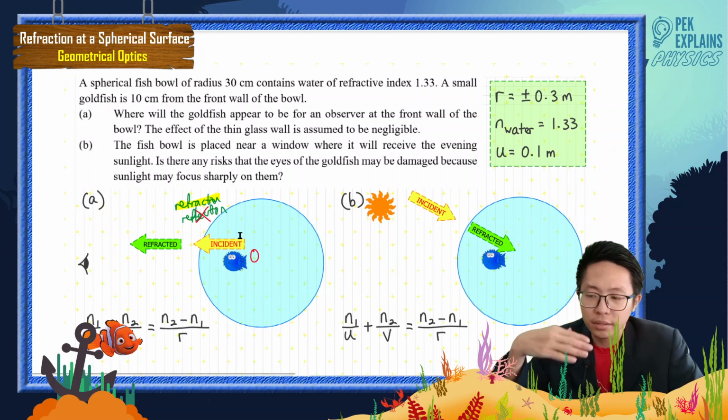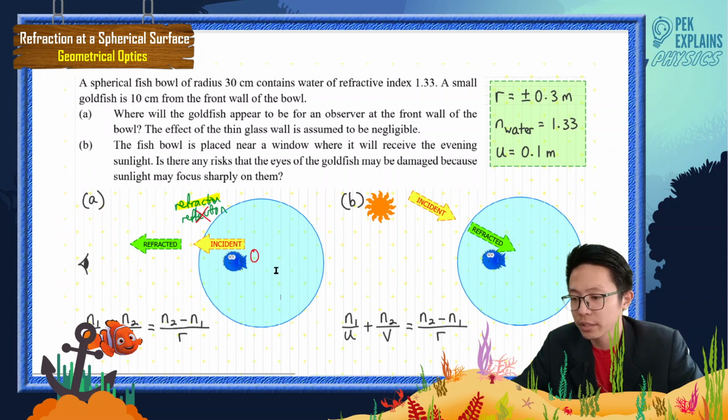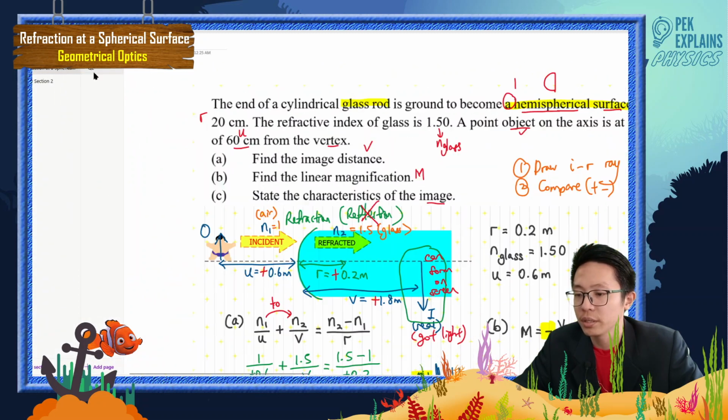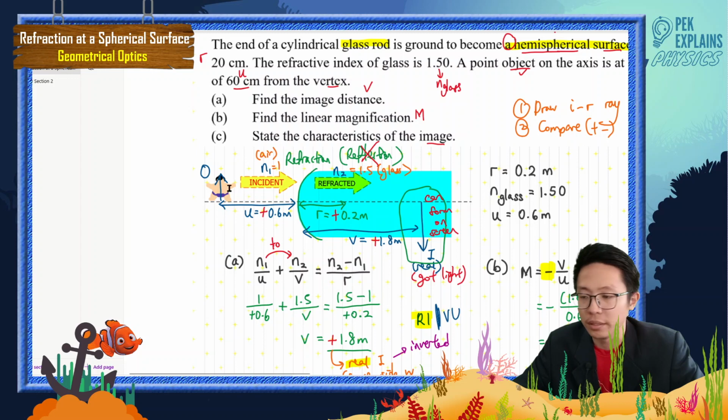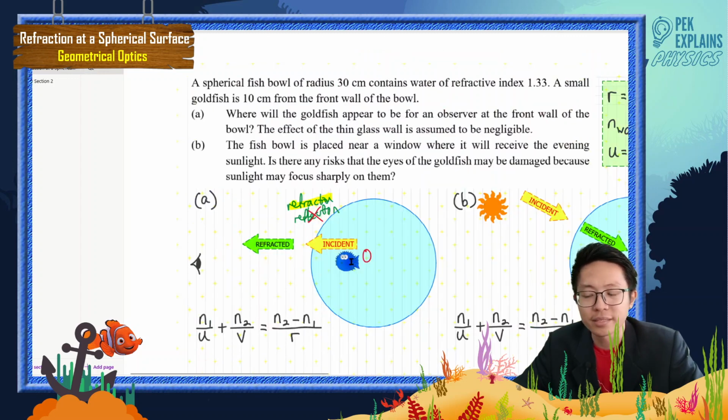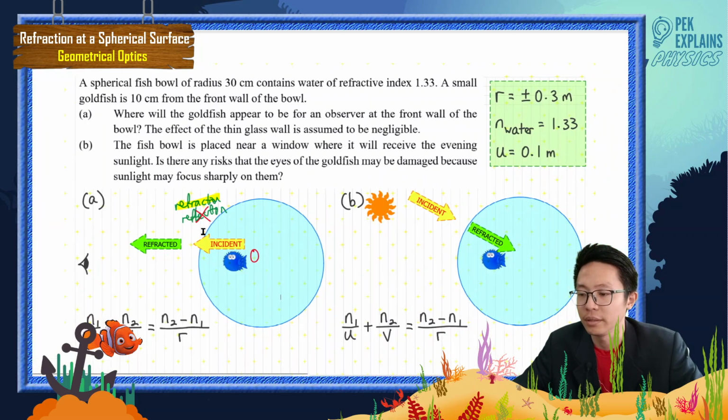So this is the difference between this question and the previous question. This question, the object is inside the water, and the light goes from water to air. In the previous question, the sumo wrestler is outside, so the incident ray comes from the air and goes into the glass. See or not? That one is from outside to inside, from outside of the glass to inside of the glass. This question is the light comes from inside the water and goes to outside of the water. Right? That is how it happens.